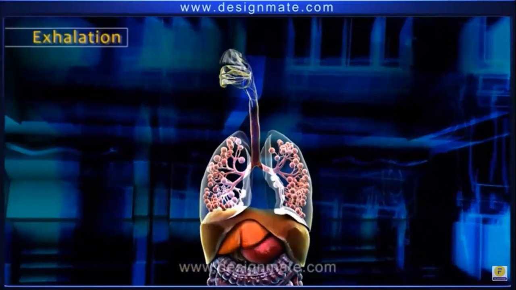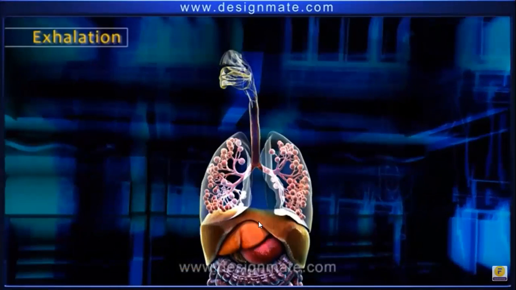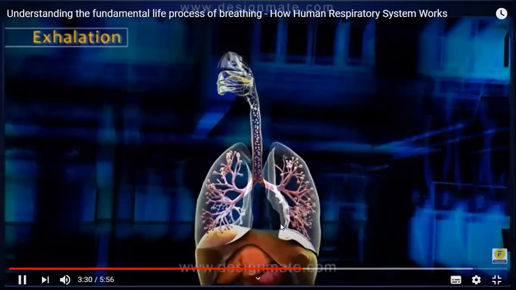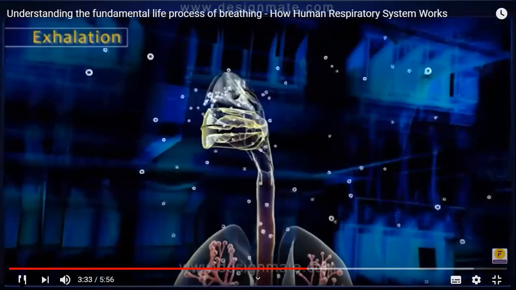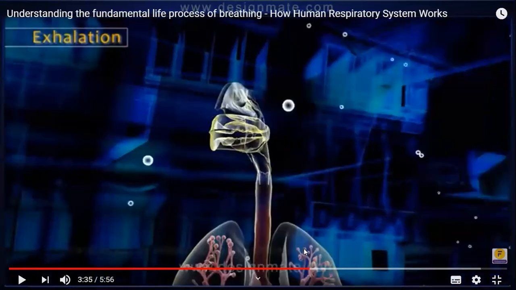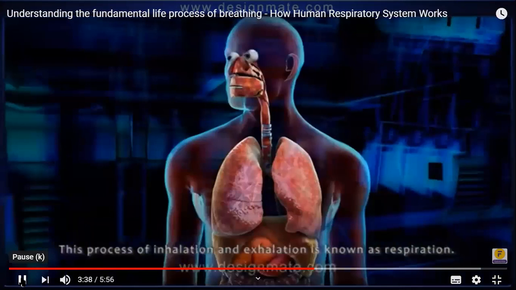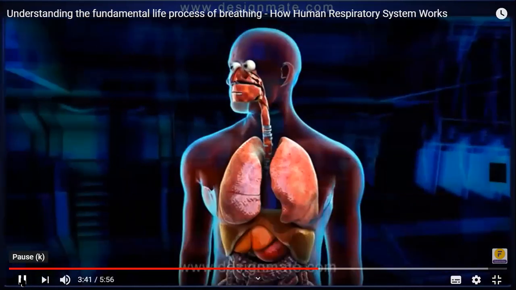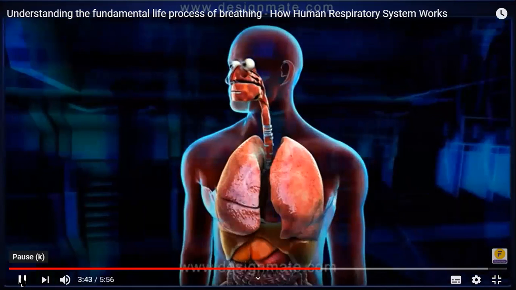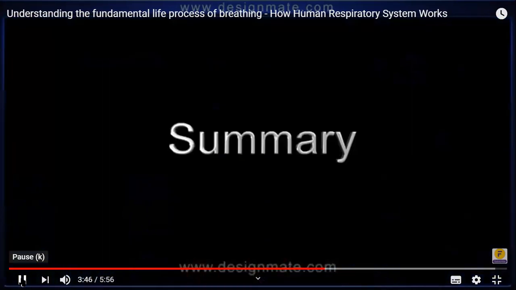Now let us see exhalation. Now what happened here? This diaphragm relaxes, and at the same time the intercostal muscles also relax, so that more and more pressure is exerted on the lungs, and hence air is pushed out. We call it expiration or exhalation. And at the time of inspiration, the intercostal muscles contract, the diaphragm also contracts, so that the internal cavity becomes larger and air rushes into the lungs.